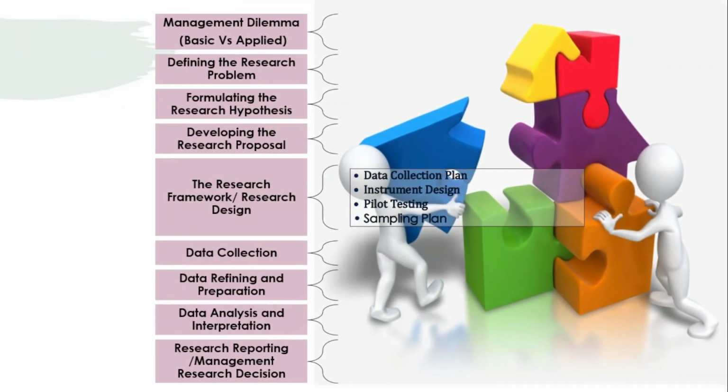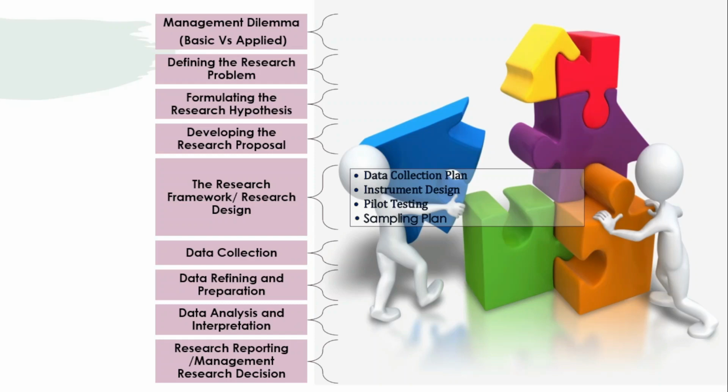In the research process, the first step is management dilemma, where a management has to take a decision, and for that decision making, you require research. Because a decision which seems to be a dilemma right now is required to be converted into a research decision. So whether you are looking to have a basic research or applied research, you have to first identify that here in this first step. The second step is defining the research problem.